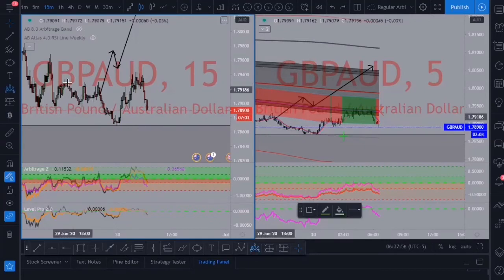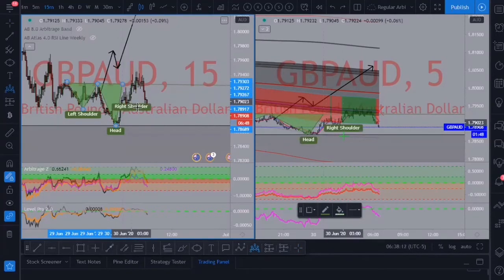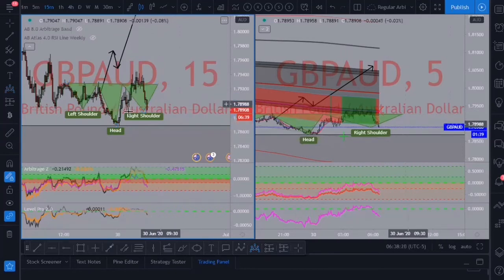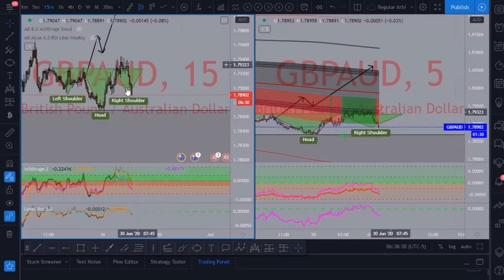So, left shoulder, the head, and right shoulder. Now again, price needs to respect right here at this level in order for this to be valid. And this looks terrible, but you guys get the general idea. Have the head and shoulders pattern right there on the 15-minute time frame. So I want to see price respect here and then go bullish.